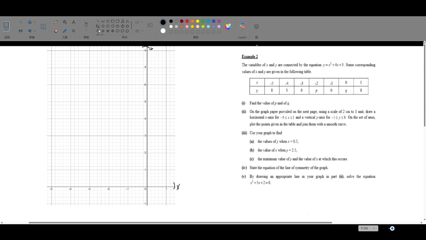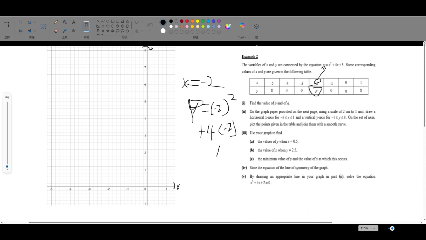Now find the value of whatever. So to find the value of P and Q, just substitute the value of X into this, and when you need to find the value of X, just substitute the value of 1. It's quite easy. For example, if you are substituting X equals to 2 to find P, your P will just be P equals to negative 2 squared plus 4 times negative 2 plus 3, and you will get the value.